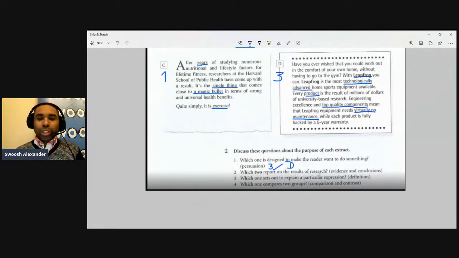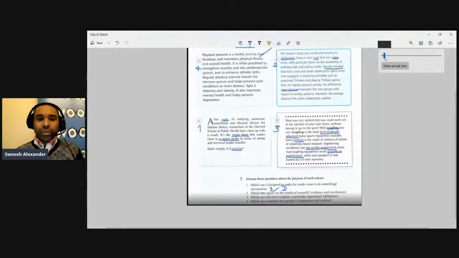Which one reports on the results of research, evidence and conclusions? Well, definitely the academic article is doing that. We looked at that, didn't we? Results revealed. So that would be B, but also the newspaper report gave us evidence of research, but it just did it in a less formal way. So B and C would be the answer to number 2.